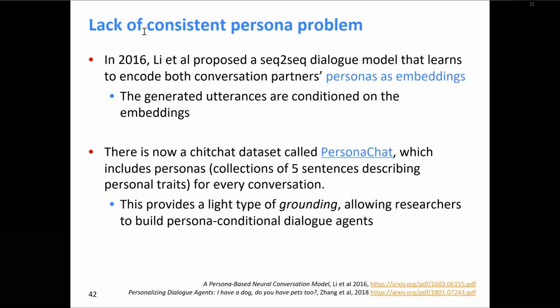And regarding the lack of consistent persona problem, of course the most direct way is you want some measurement of the persona, right? How can you quantify the personas? So then people found, okay, maybe we need to learn the embeddings for the personas as well, and make them as input. Once we are able to embed them, they can become one of the inputs to the condition. And in a chit-chat data set like this, they use a collection of 5 sentences to describe these personal traits for every conversation.